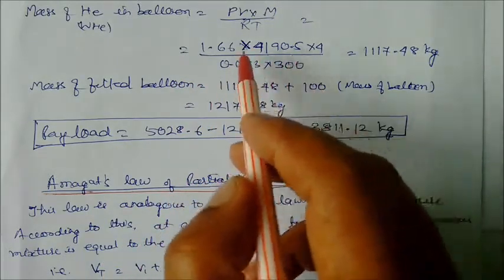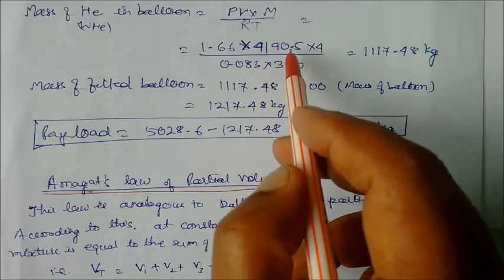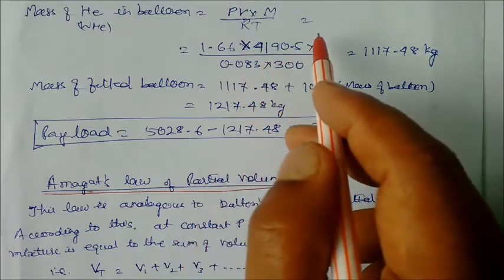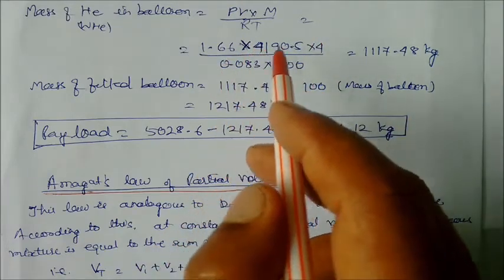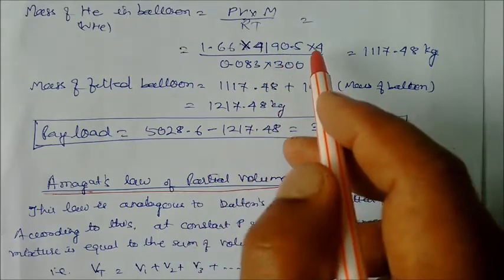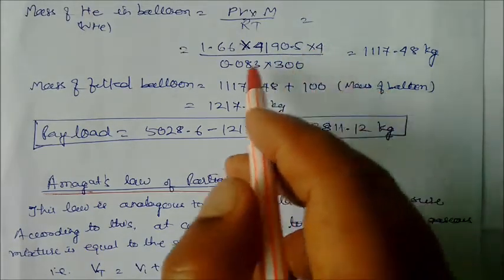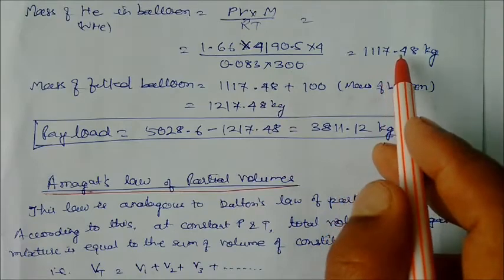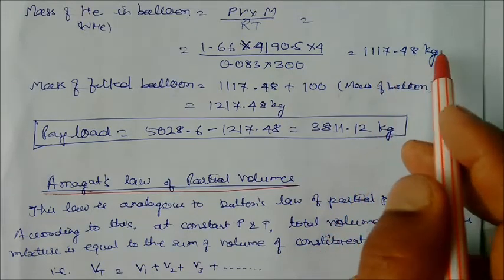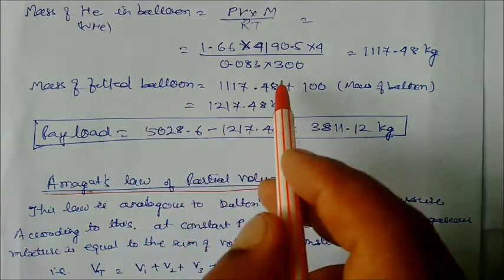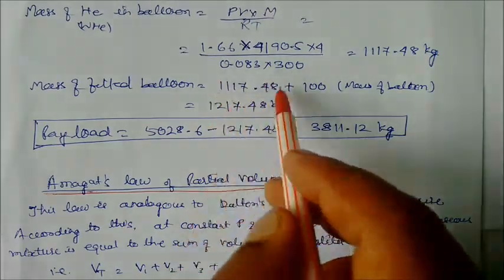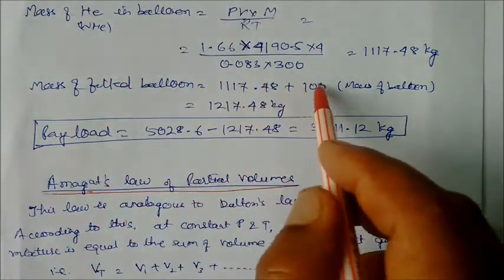Volume is given here, 4190, that we have already calculated, 4/3 πr³. So 4190.5 is the volume, and R is the mass of the helium divided by RT. So we will get 117.48 kilogram. So the mass of the filled balloon will be this, the weight of the helium, plus this, the mass of the balloon, 100 kilogram.